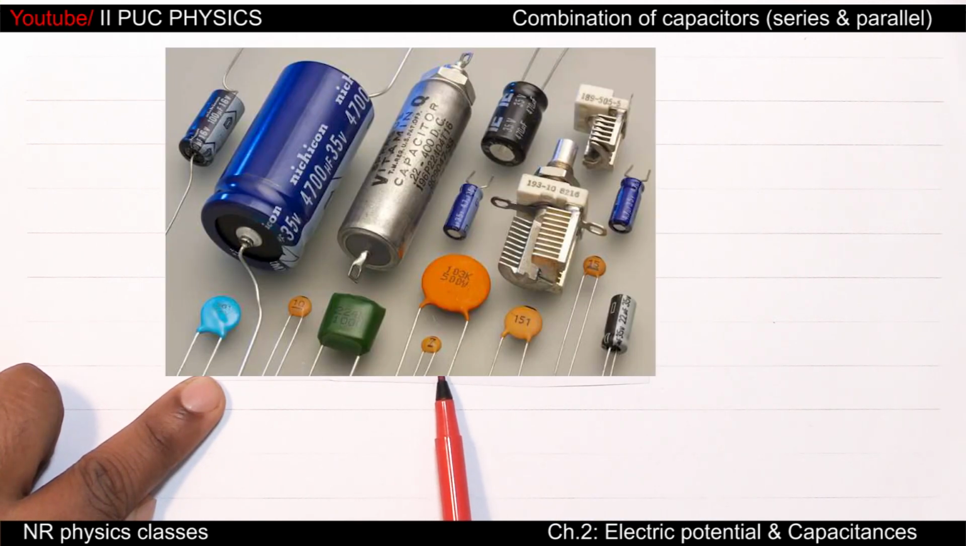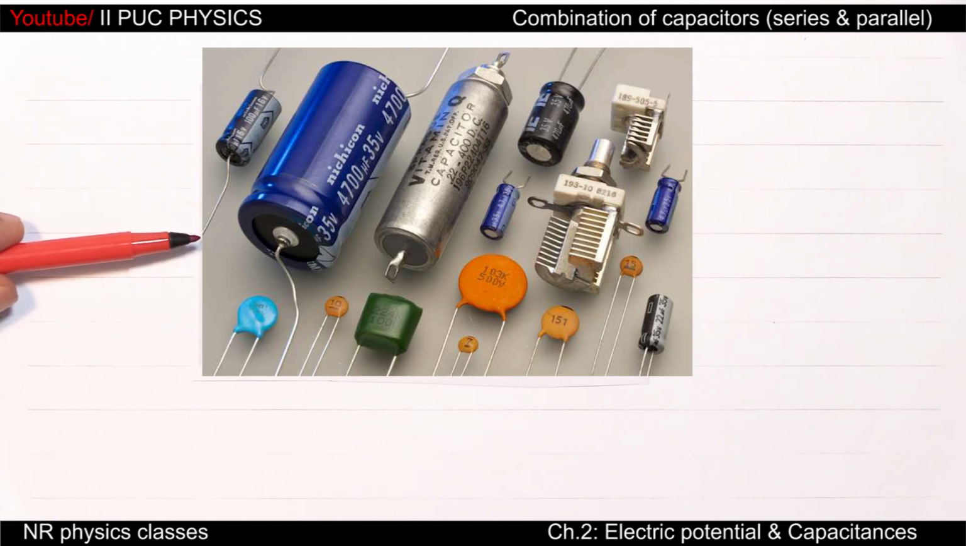So this is a ceramic capacitor. You can see two leads with a disc. Here also, two leads with a disc. A capacitor has two terminals. You know that.